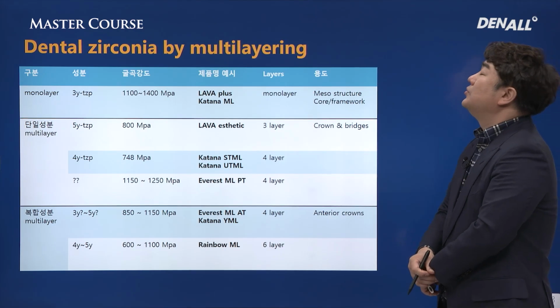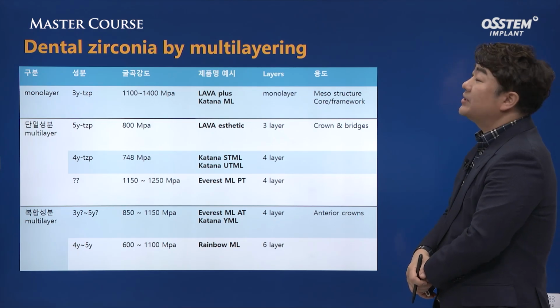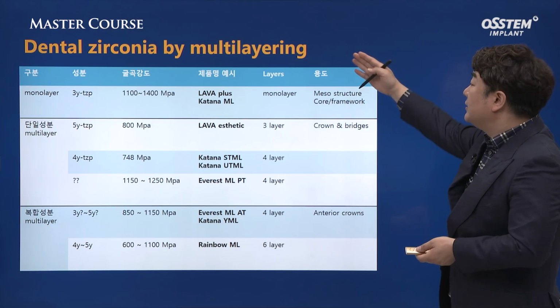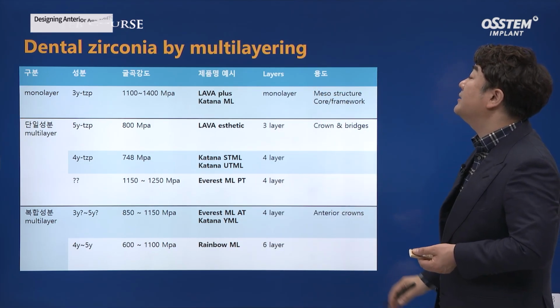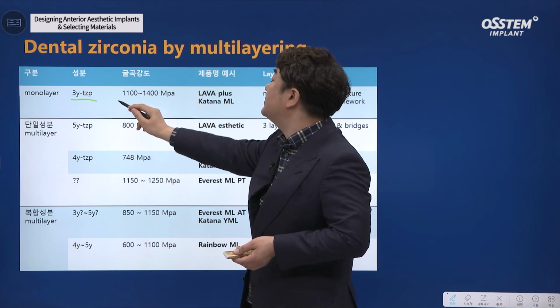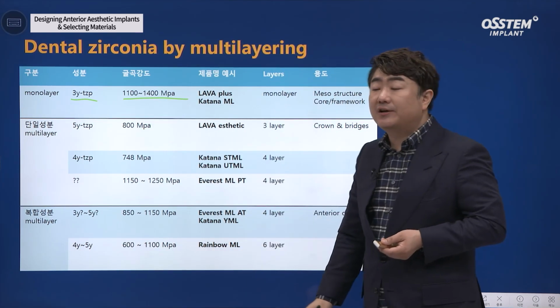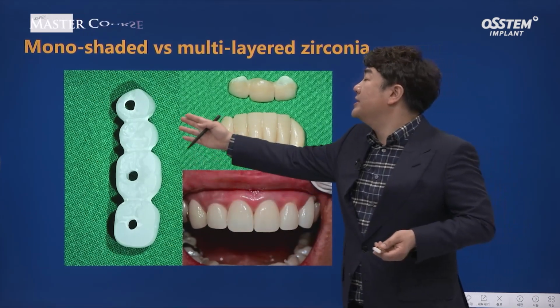We use a lot of monolithic zirconia these days. This is categorized by myself. Traditional zirconia, with a 3YTZP composition, has a strength of about 1000 megapascals. However, it is monochromatic, so if used without coloring, it appears as such.